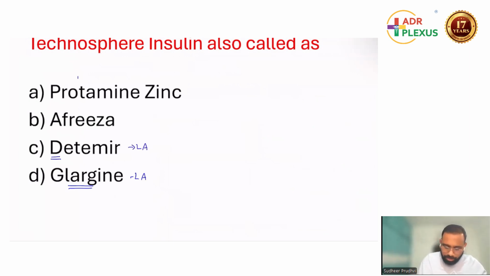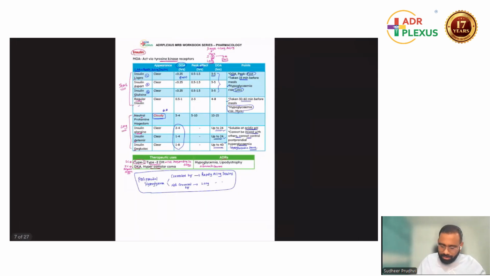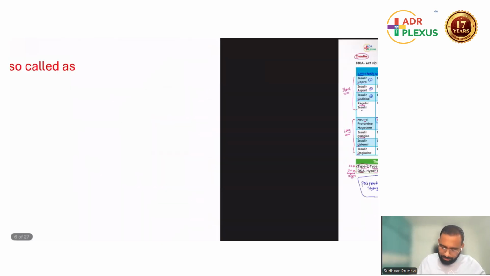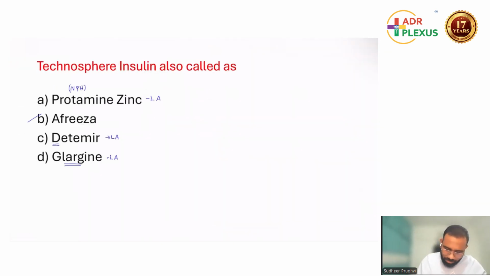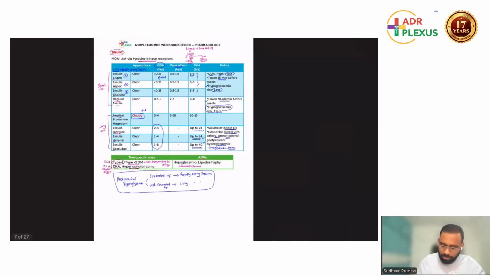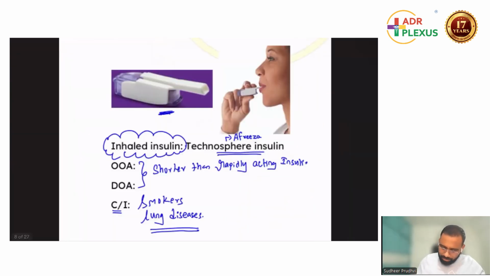And we know neutral protamine Hagedorn is also a long-acting one. So these three are long-acting ones, as already discussed: neutral protamine Hagedorn, glargine, detemir. So obviously the remaining one is Afrezza. This is Technosphere insulin, which is inhaled insulin. So this is a direct question from our workbook. And this is Technosphere insulin, inhaled insulin.